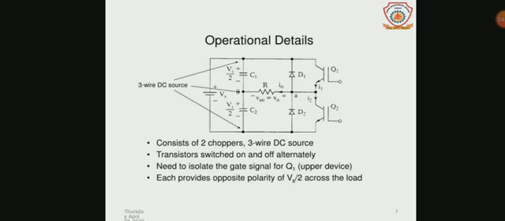This is the operational circuit diagram for the single phase half bridge inverter where three arrows indicate the 3-wire DC source. It consists of two choppers.